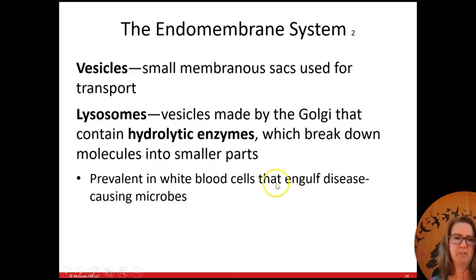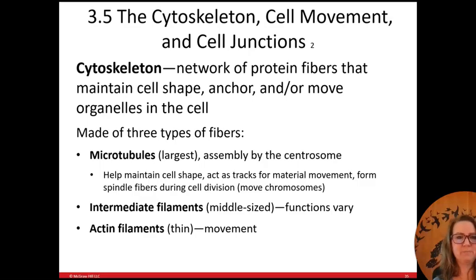Lysosomes, as I mentioned quickly a minute ago, contain enzymes that are going to break down molecules into smaller parts. So be thinking, we build up wastes inside living things. And so lysosomes are one way to eliminate some wastes. Lysosomes are particularly important in white blood cells because they can engulf disease-causing microorganisms. So another example here of white blood cells having a critical role in taking care of waste.